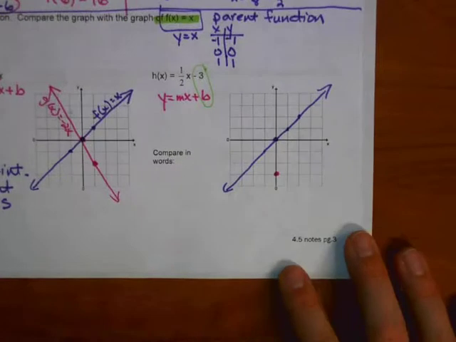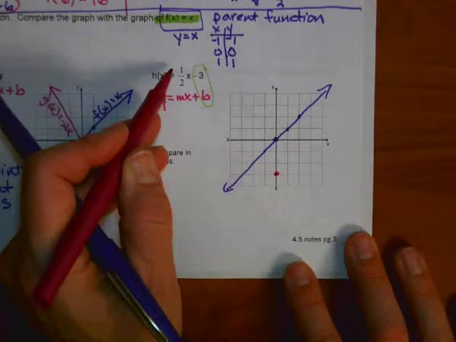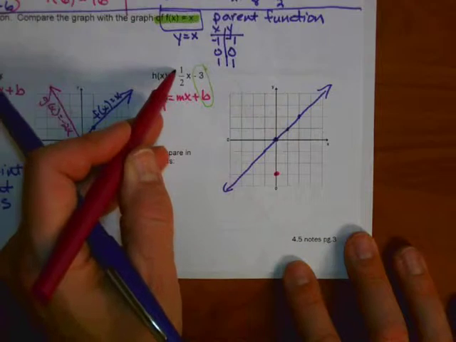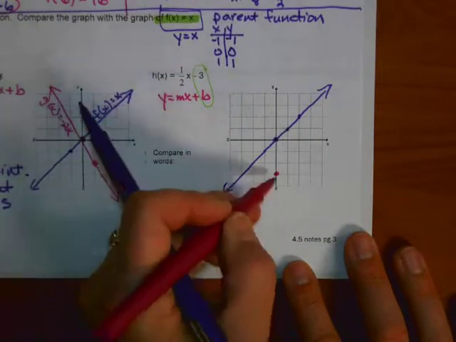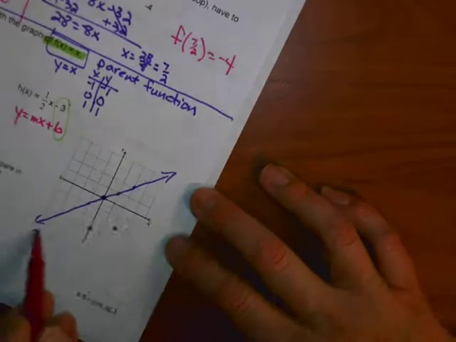How do I get my second point? Almost done. Up 1 over 2. Up 1 over 2. Connect them.